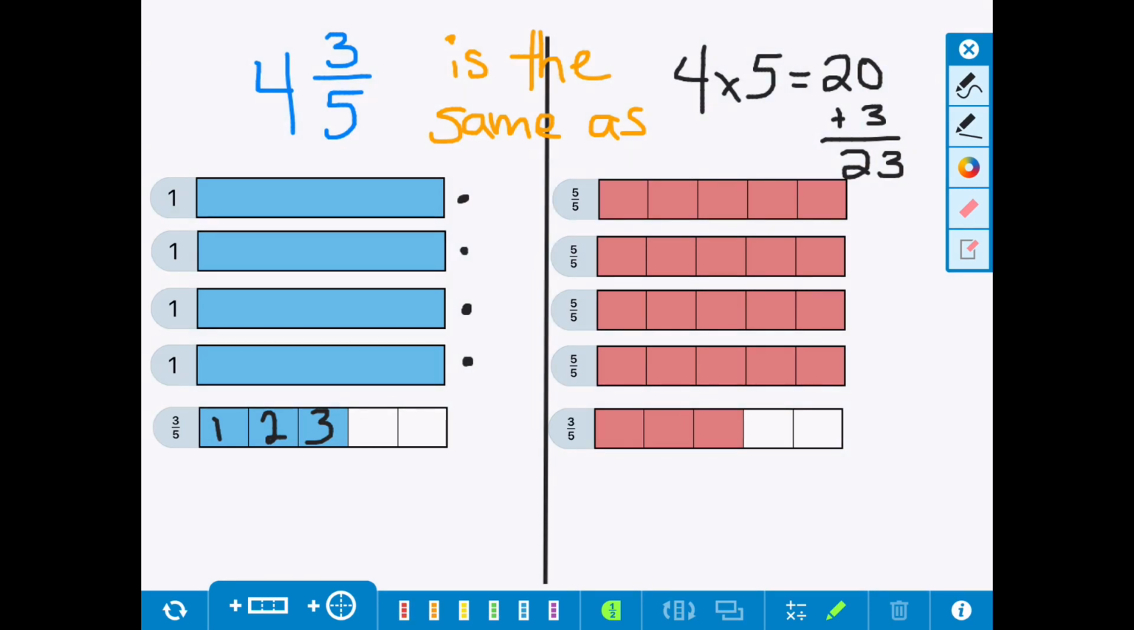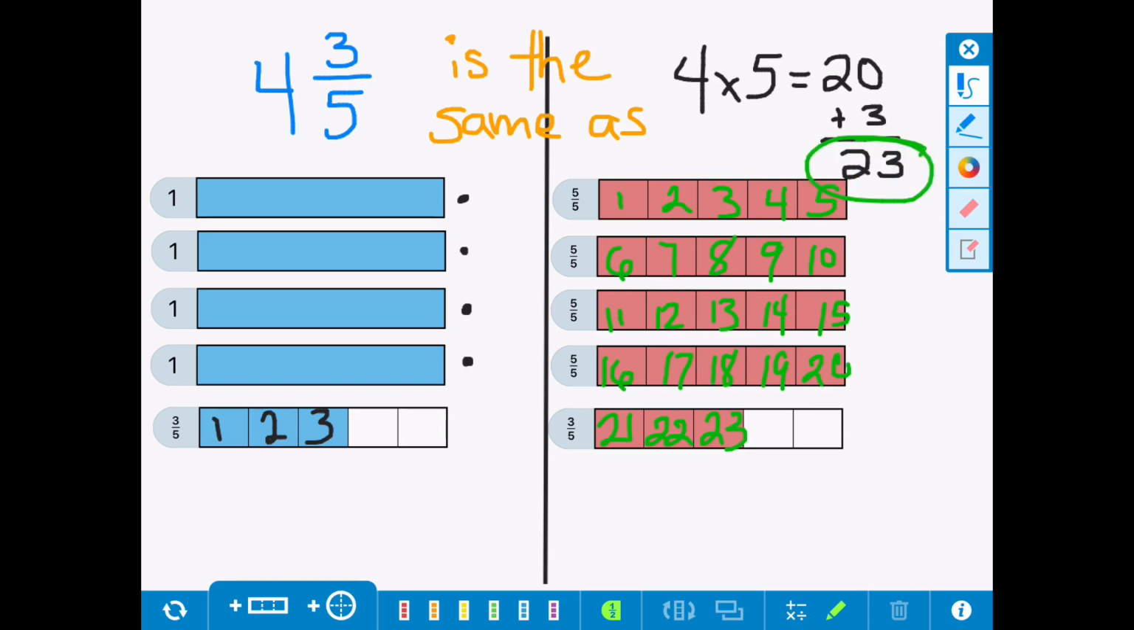So at this point, I should have 23 colored in. I have 4 groups of 5, right? 1, 2, 3, 4, 5. There's 5 on the top, 5 in the middle, 5, 5, 5, plus 3 more. So I should get to 23: 10, 11, 12, 13, 14, 15, 16, 17, 18, 19, 20, 21, 22, and 23. So that means that we were right. We have 4 groups of 5 plus the 3 left over.